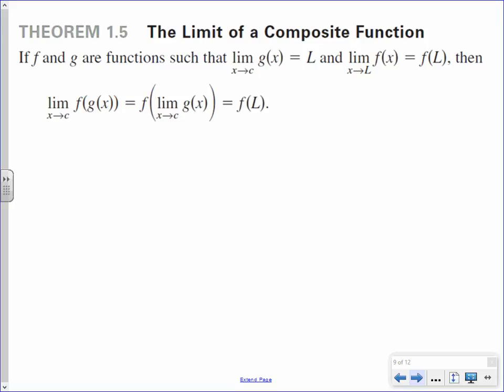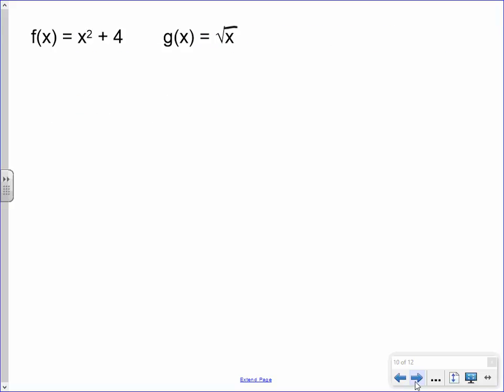Okay. I'm going to write two functions on the next slide, and we will do a composition limit, but we're also going to do a couple other combination of functions limits. Okay. So what I need you to write down are these two functions. F of x is x squared plus 4. G of x is radical x.